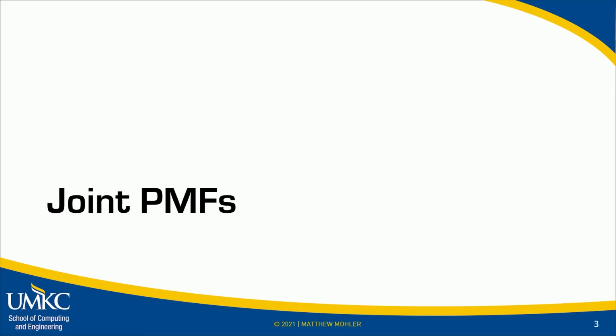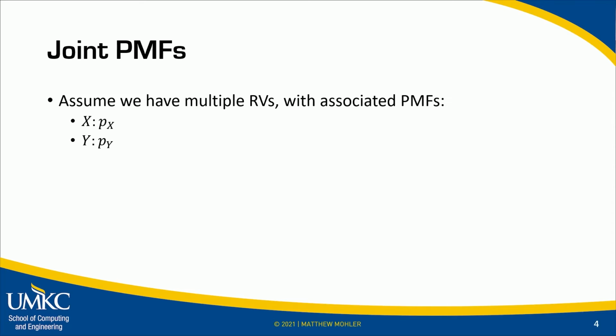So the first section we're going to look at this week is joint PMFs, or joint probability mass functions. To do that, we'll just jump in and assume that we have multiple random variables, in this case just two. We'll call those random variable x and random variable y. Both x and y have probability mass functions, or PMFs, associated with them.